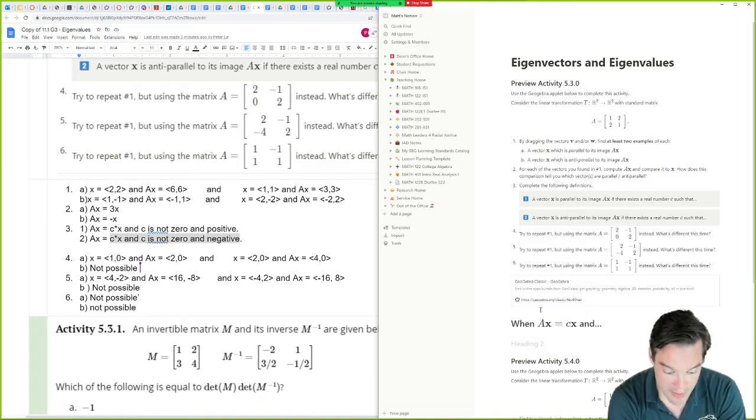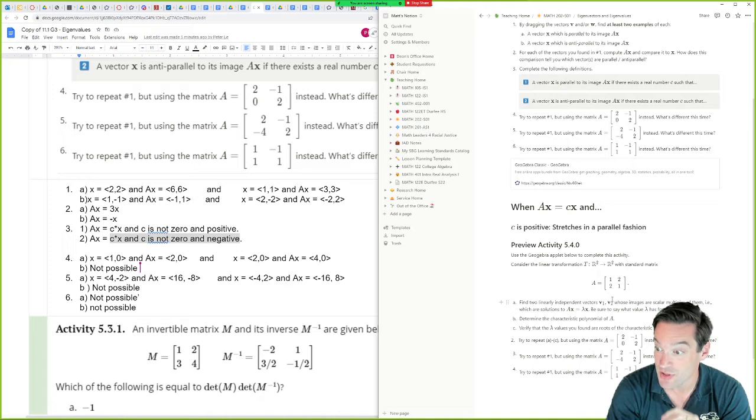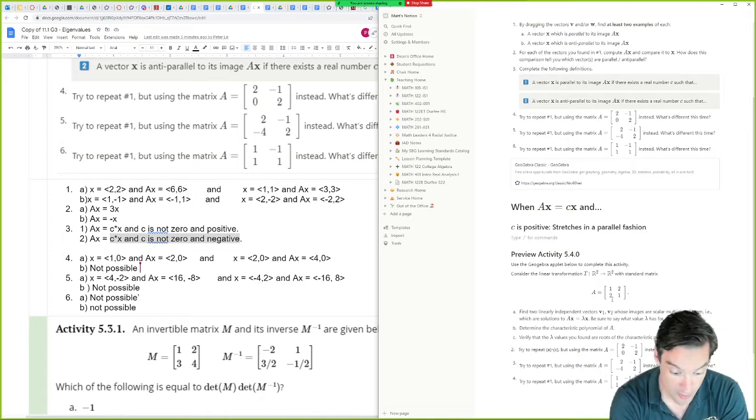in the case when c is positive, we end up getting a transformation which stretches in a parallel fashion. Right? x is being stretched, its length is being changed, but its direction is not being changed because its image is parallel to the original.